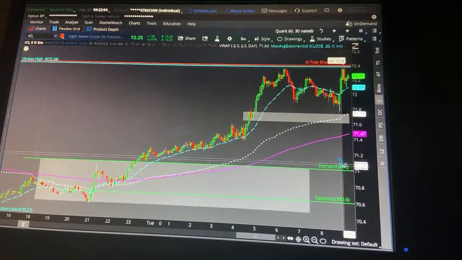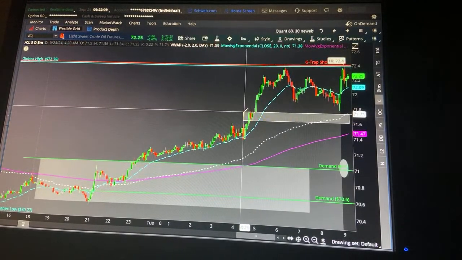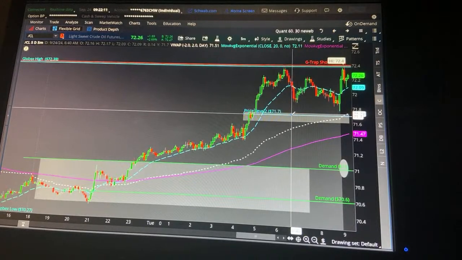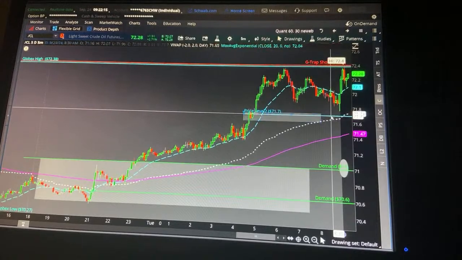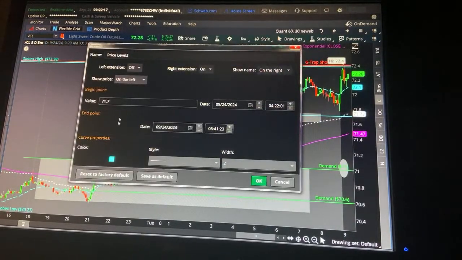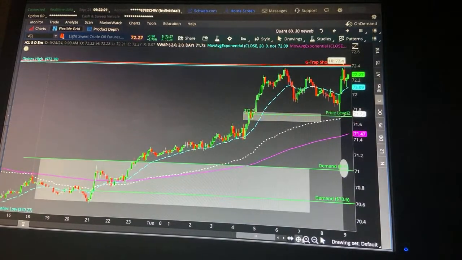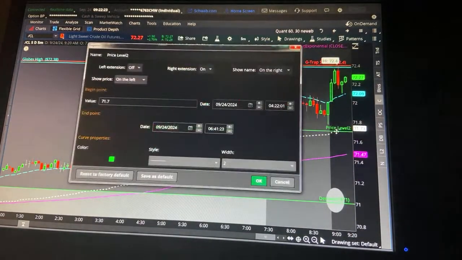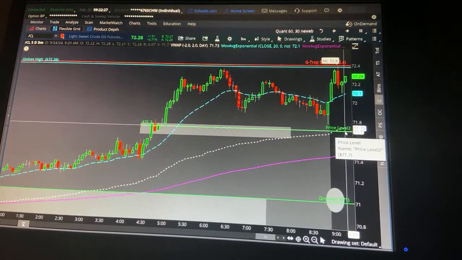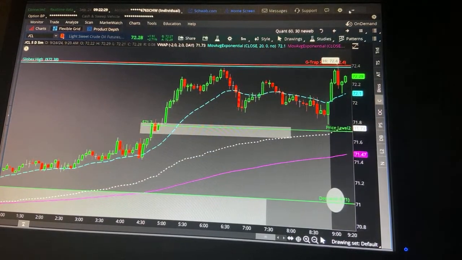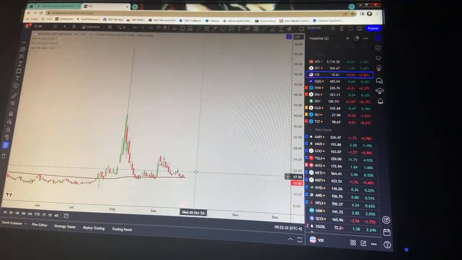All right, I've got to move on. 71.70. All right, moving on here. VIX, volatility index, not enough time to explain.